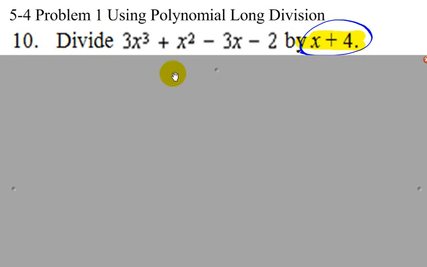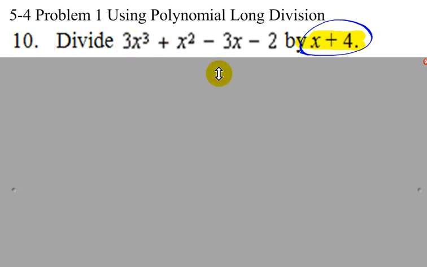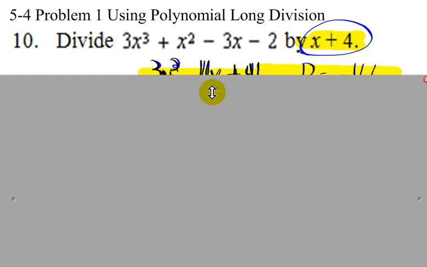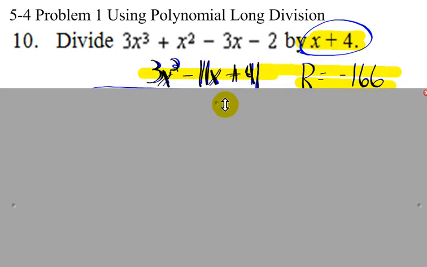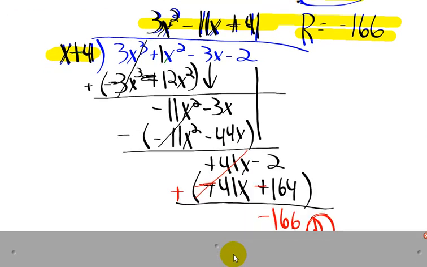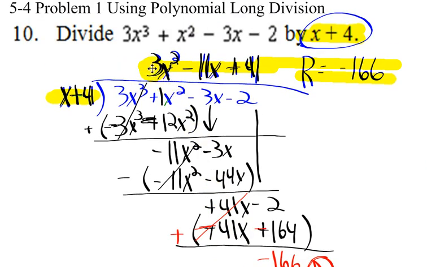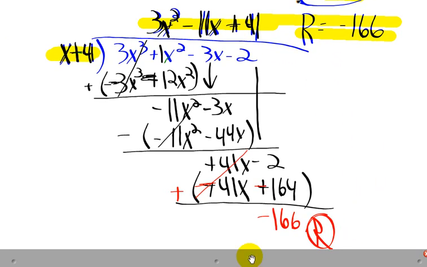So number 10 says divide 3x cubed plus x squared minus 3x minus 2 by x plus 4. So again, you can use synthetic or long polynomial division. It doesn't matter. But when you do, you get the answer. I did long, by the way. And I got 3x squared minus 11x plus 41 with the remainder of negative 166.